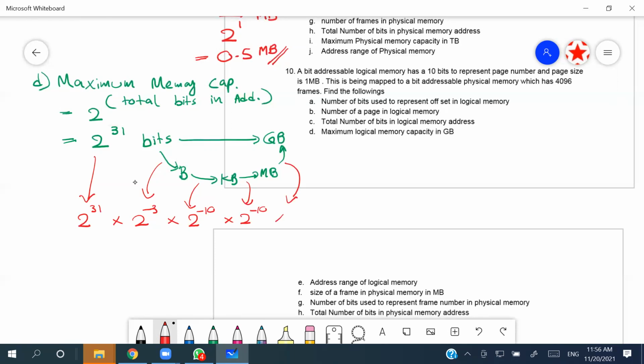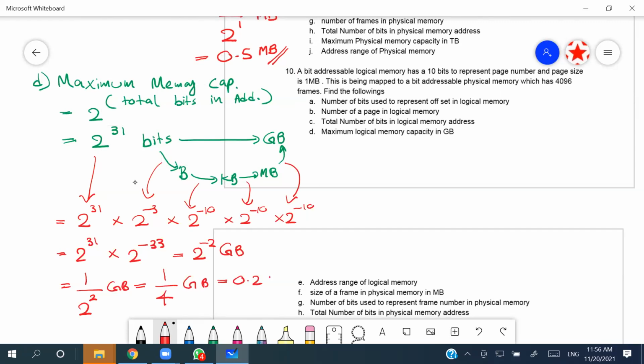Gigabytes to megabytes to gigabytes, again 2 to the power minus 10. Which gives you 2 to the power 31 into 2 to the power minus 33. So this gives you 2 to the power minus 2 gigabytes, which means 1 over 2 squared gigabytes, which means 1 over 4 gigabytes, which is equal to 0.25 gigabytes.